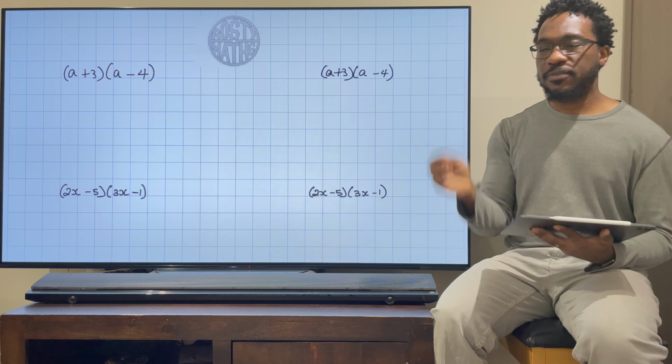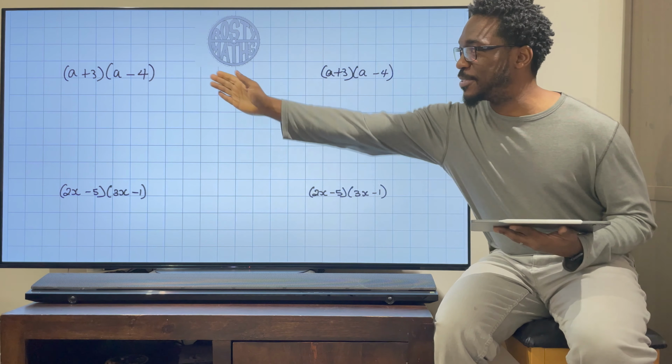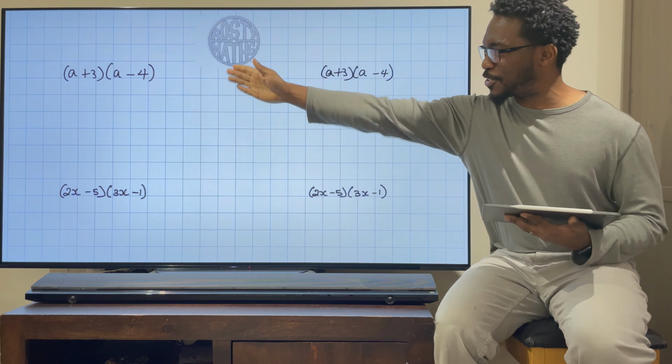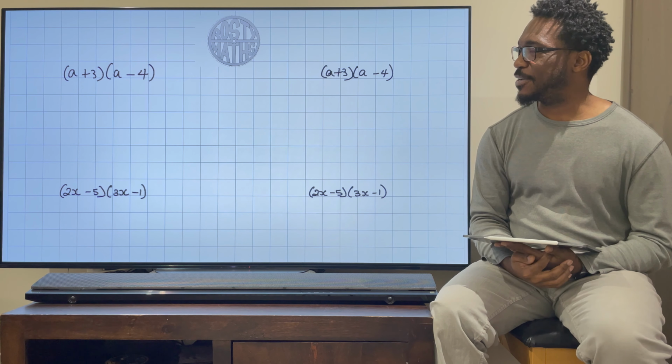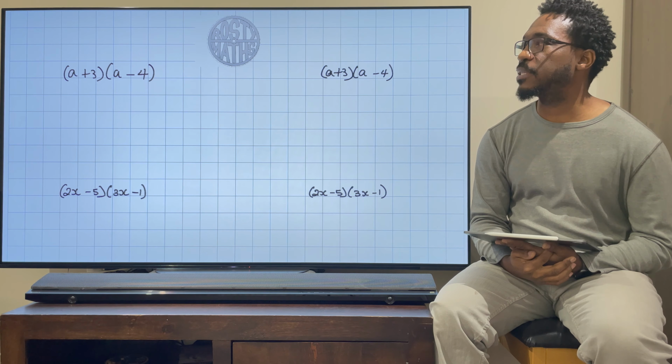Okay, so here I've got some double brackets, and if you're eagle-eyed, you'll notice they've got the same question twice down there. And yeah, what's going on with that? Anyway, it's because I am going to show you two different methods of solving these, or simplifying, expanding and simplifying.